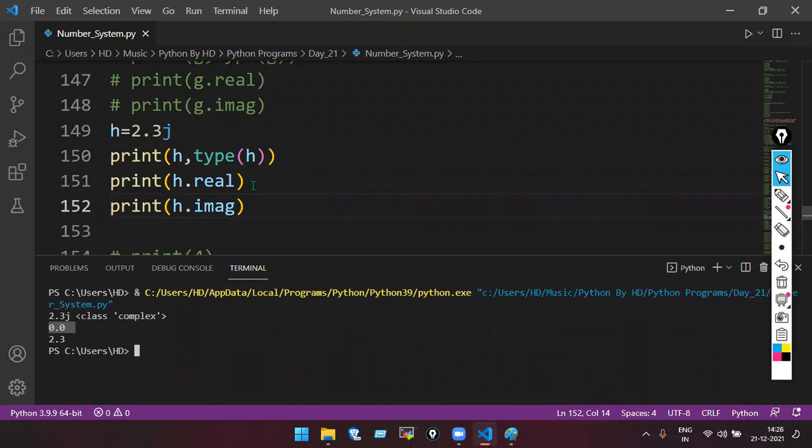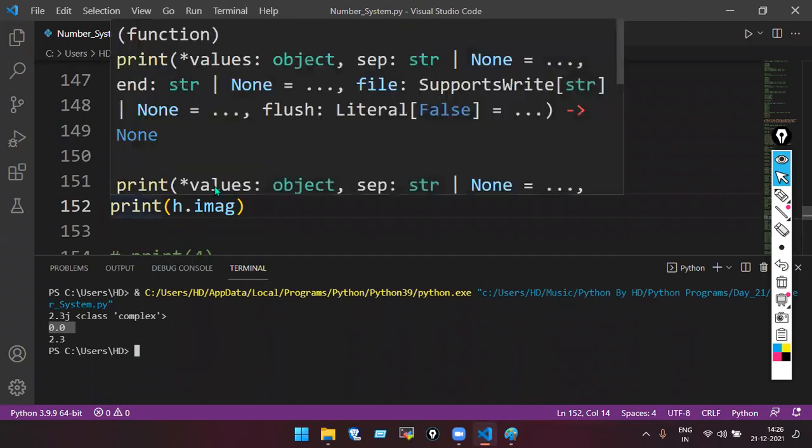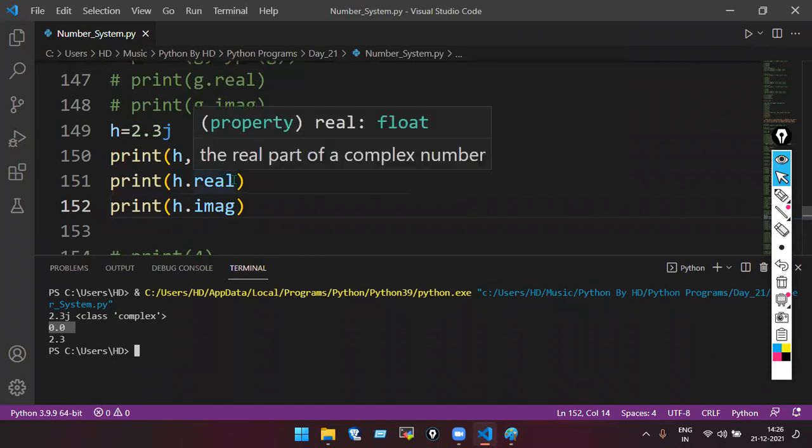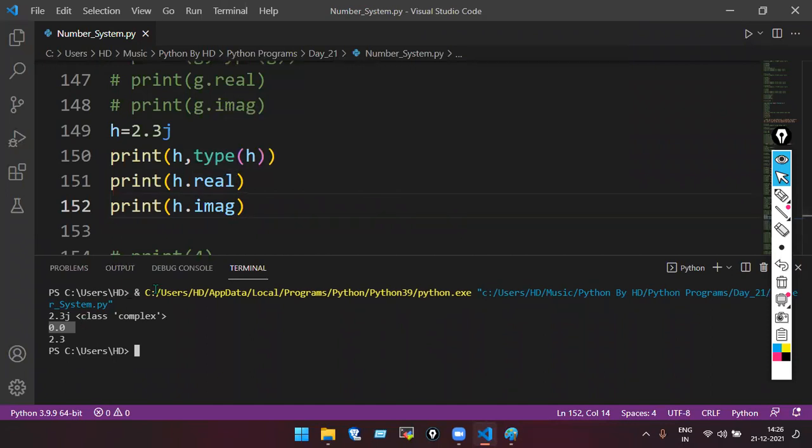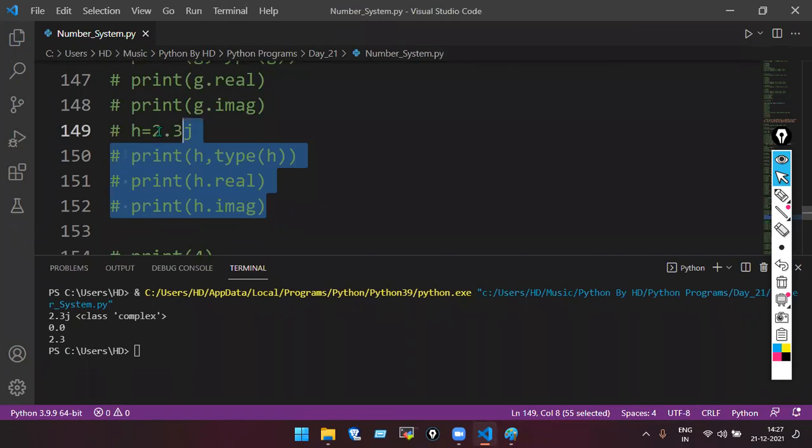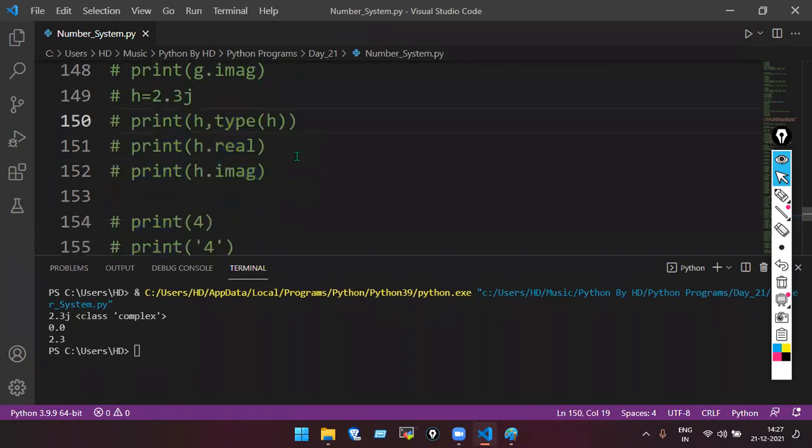In the case of what? Float. So real part is not there, 0. So I'm doing there what? h.real. So 0.0 came. Imaginary part, what is there? 2.3. So 2.3 got printed. Okay.